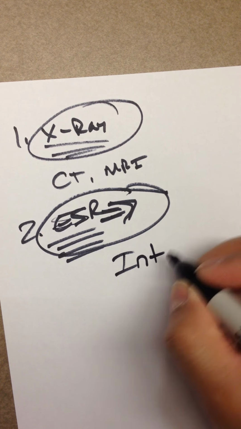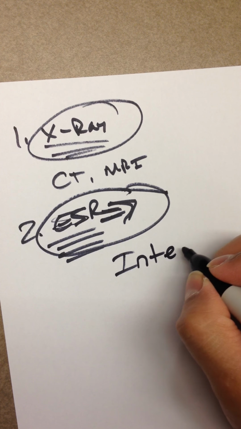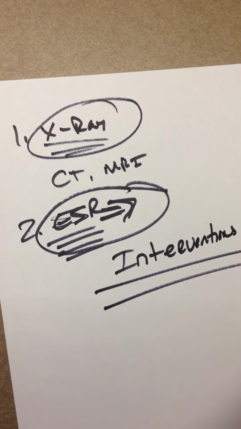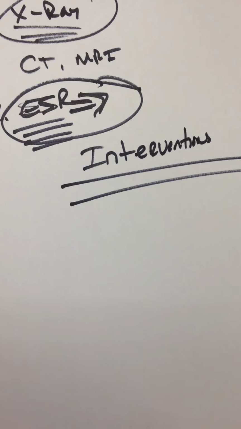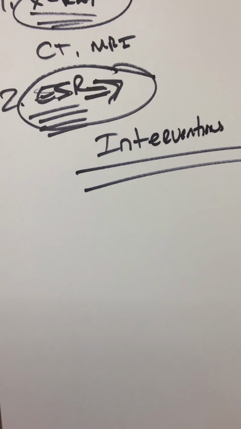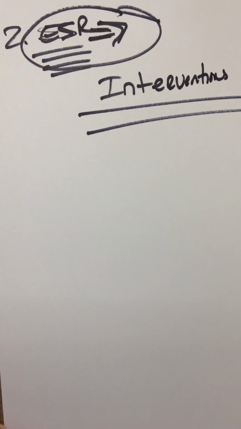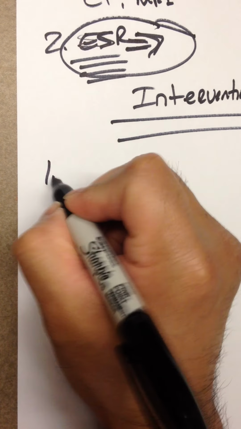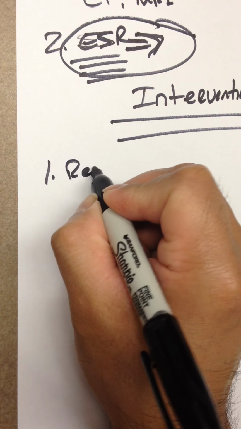Interventions. What would you do for your patient? As always, make sure you focus and you know your signs and symptoms and your interventions, because that's what the NCLEX is going to test you on, whether you know what to do for your patient. So number 1, you would tell your patient to rest.